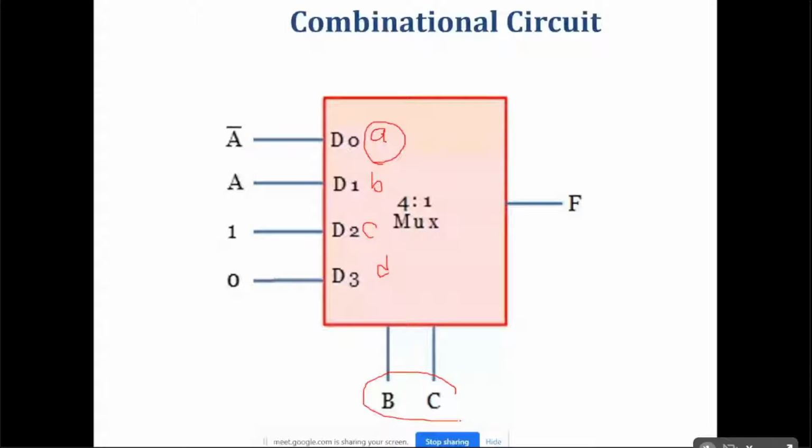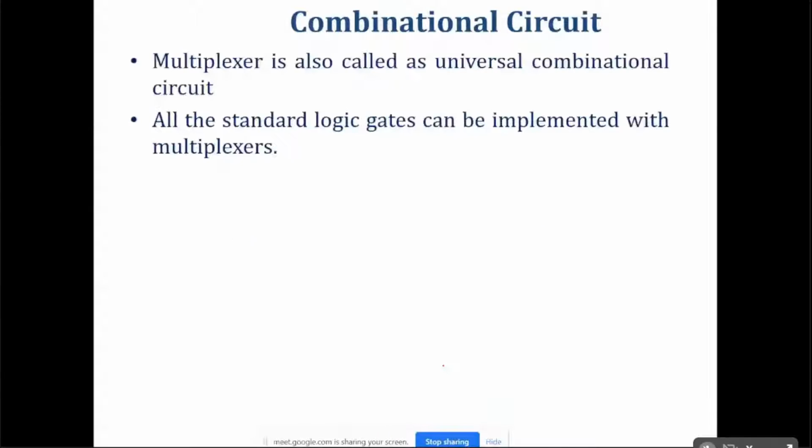What I have already said is that multiplexer is also called a universal combinational circuit, not a universal gate. This is a difference. NAND and NOR are called universal gates, and multiplexer is called universal combinational circuitry. If we use the term universal, that means any kind of circuitry or any kind of Boolean expression or the basic gates can be implemented with the use of only that particular circuitry. That's why we call this a universal combinational circuitry. So that means all standard logic gates can be implemented with multiplexer.